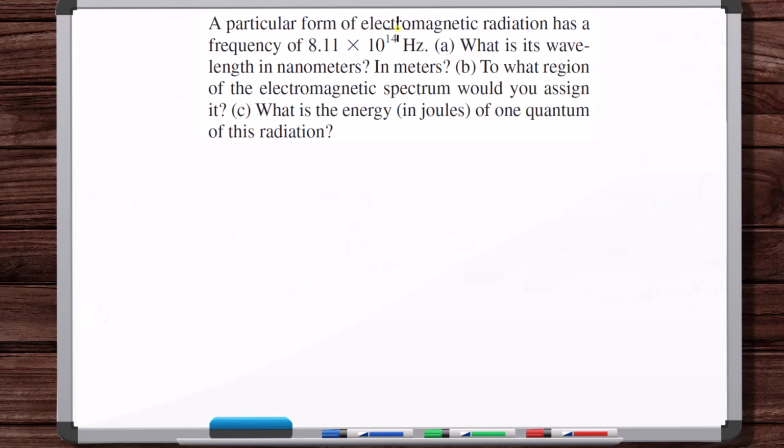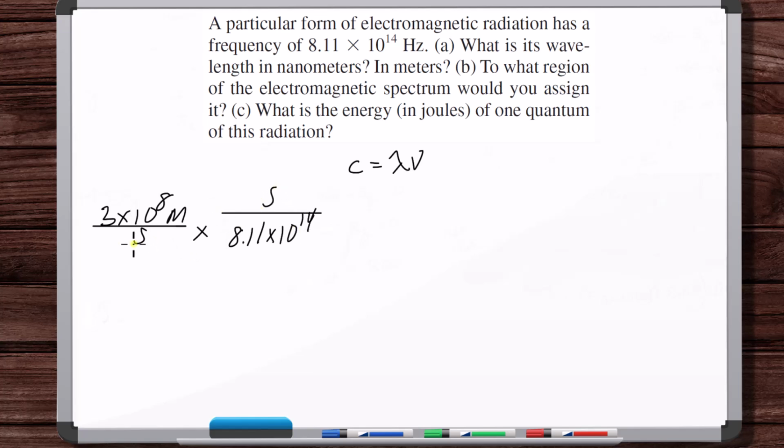A particular form of electromagnetic radiation has a frequency of 8.11 times 10 to the 14 hertz. What is its wavelength in nanometers and in meters? Okay, so we've got c is equal to lambda ν. So we can say 3 times 10 to the 8th meters per second divided by 8.11 times 10 to the 14th cycles per second. That would be in meters, but with 10 to the minus 9 meters for every 1 nanometer, we could get to nanometers as well.